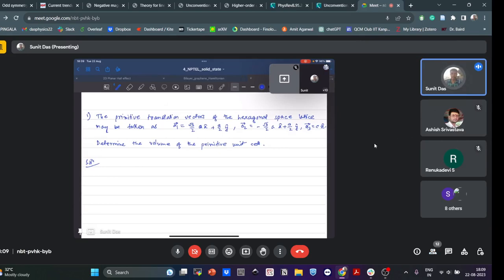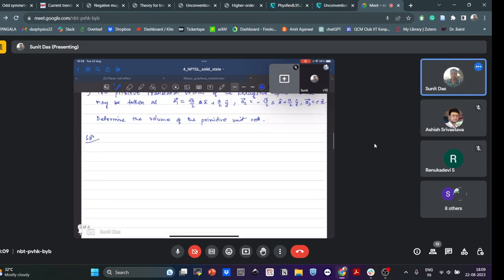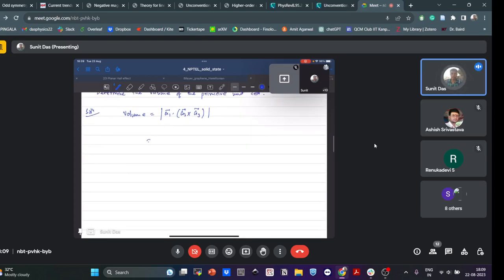Okay, so let me solve it. One way is to obviously guess or remember that HCP formula, but in general, the formula for volume is given by this: A1 dot, this is basically the triple product, mod. Okay, and this we can easily write in a determinant form.